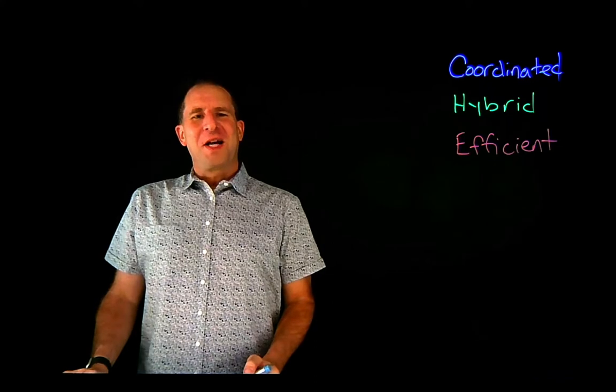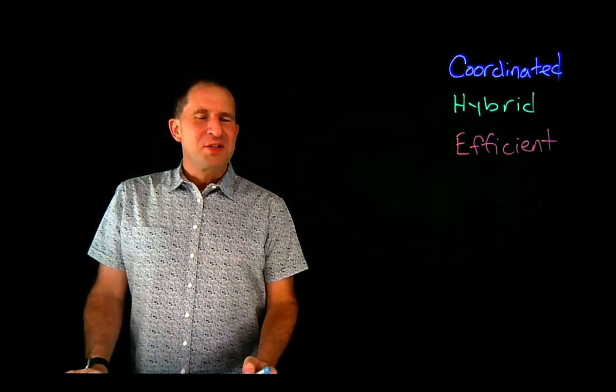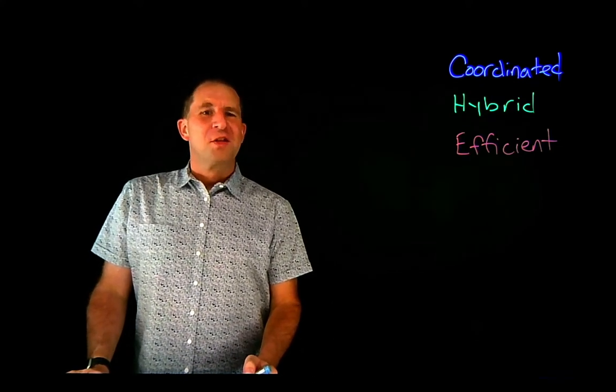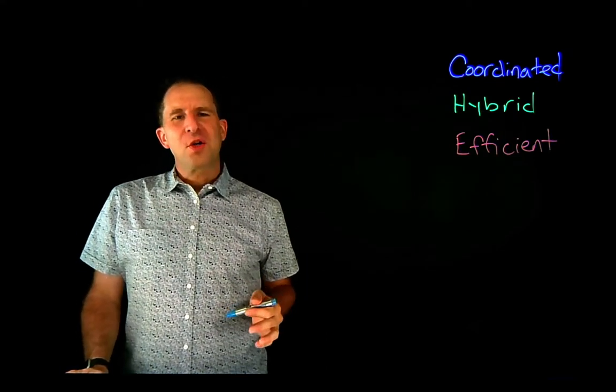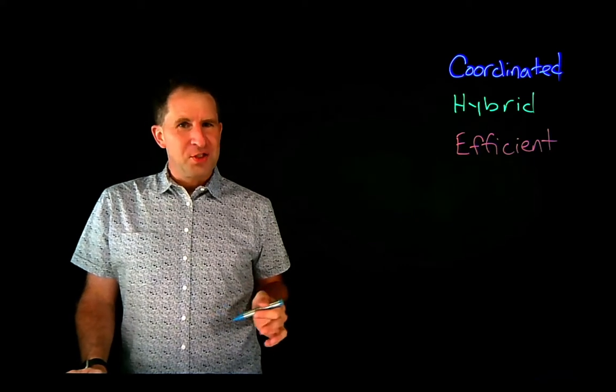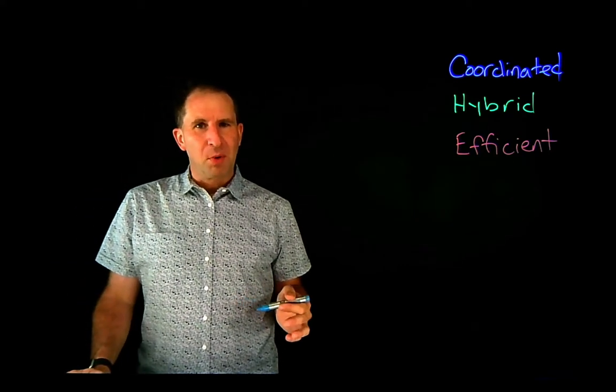To deliver interactivity at any scale, you need a database that has three characteristics. The first is coordinated processing, hybrid architecture, and also an efficient storage engine. So let's talk about what each of these means and how Druid deploys them.